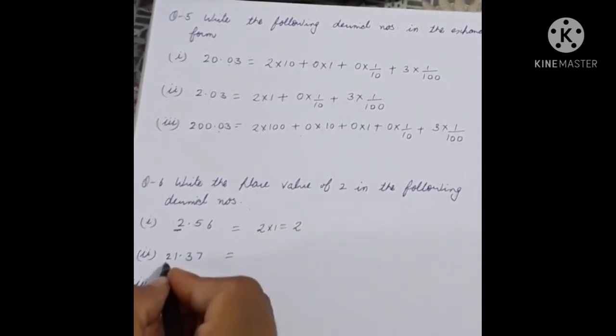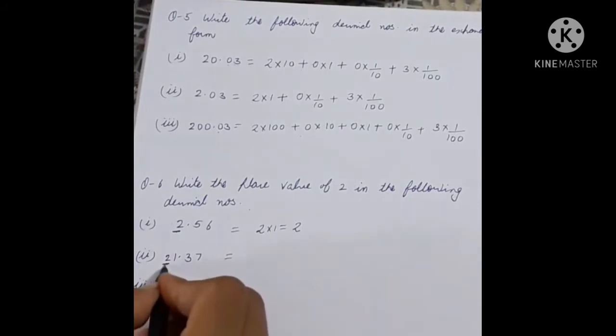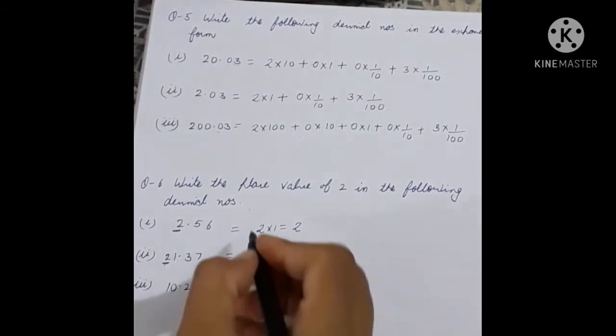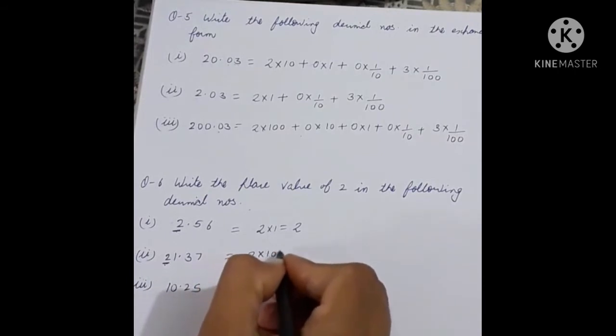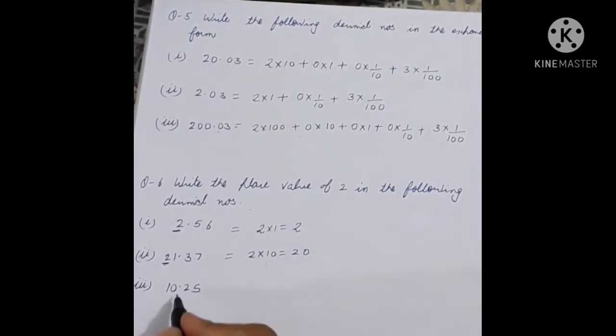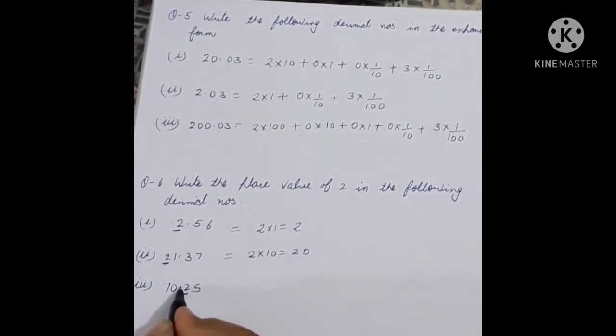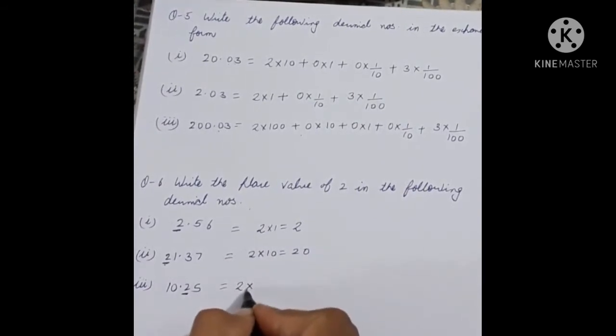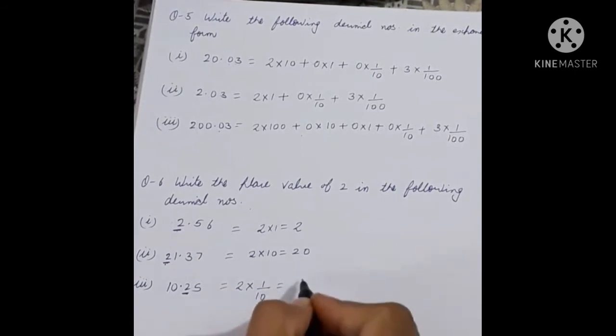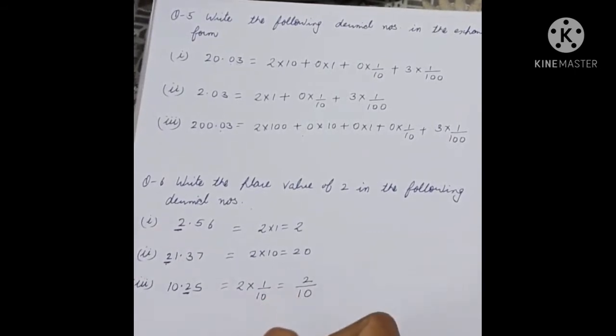What is the place value of this 2? This 2 is at what place? It is at 10's place. So its place value will be 2 into 10, that is 20. What about this 2? After decimal, the first place is 10th place. So this 2 is at 10th place. So its place value will be 2 into 1 by 10, that is 2 by 10. So the remaining parts you do yourself.